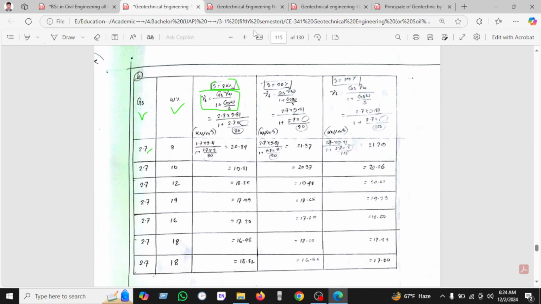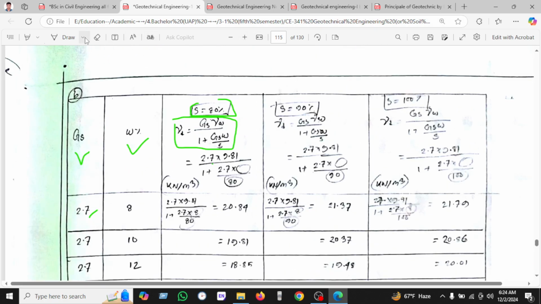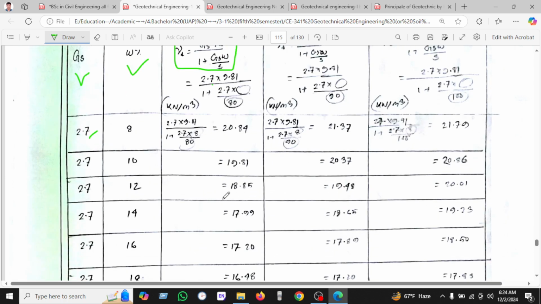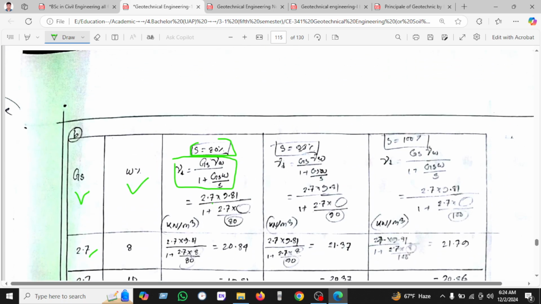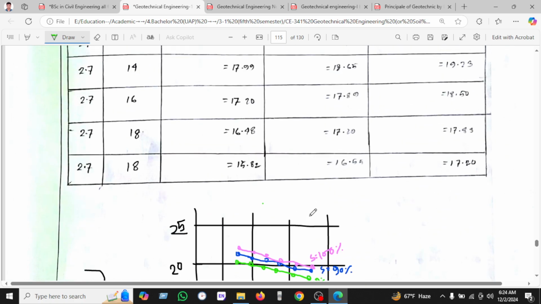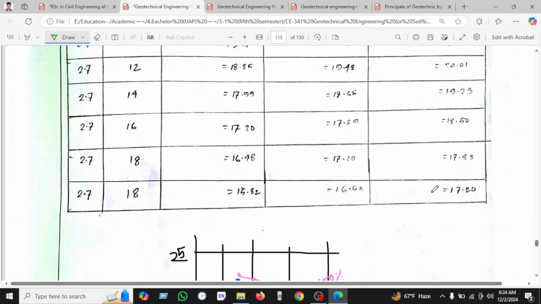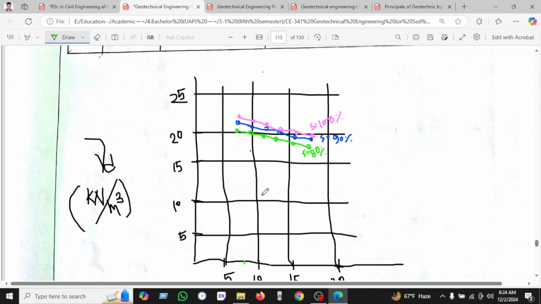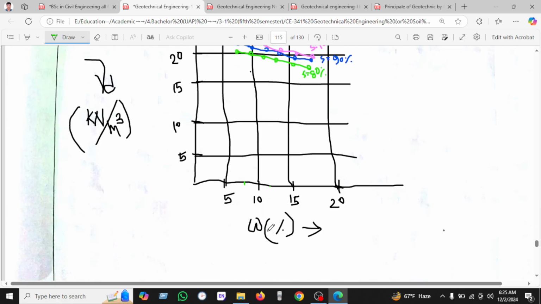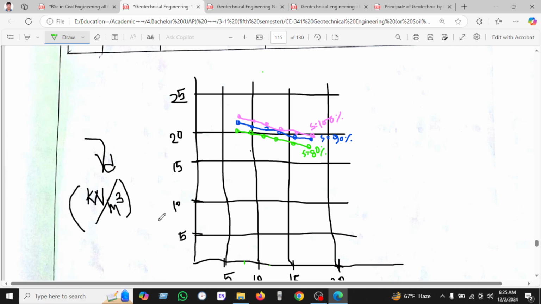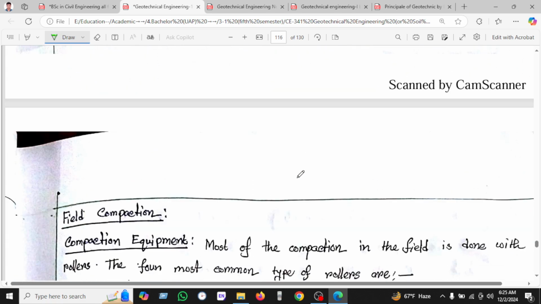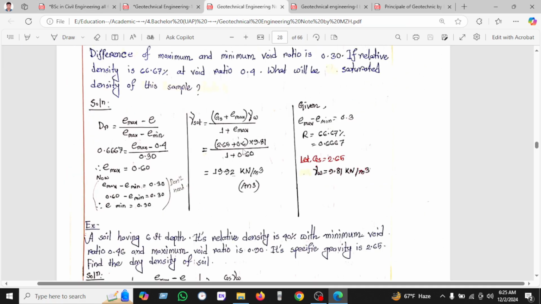Okay, so we see here the various saturations: when the saturation is 80% we found this value, when the saturation is 90% we found this value, and when the saturation is 100% we found this value. So we draw this curve, where the x-axis is moisture content and the y-axis is gamma dry unit weight, and in this graph we will find three types of curve. Okay, so let's see another example.